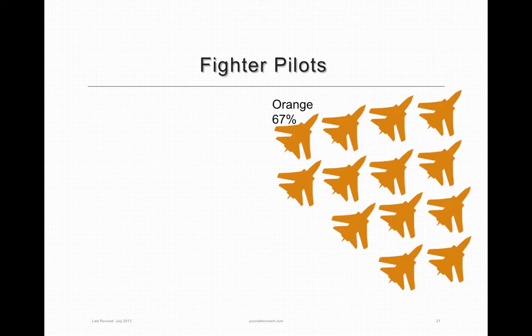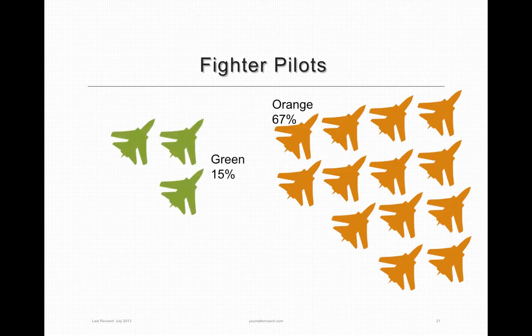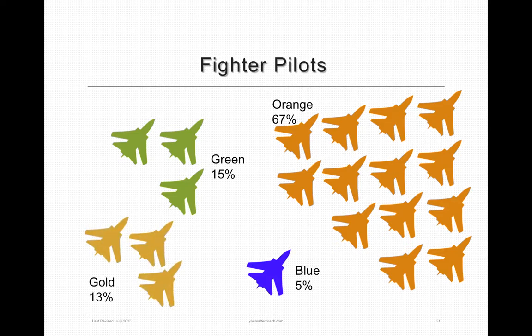It's orange. That's a pretty good guess, right? Orange, and it kind of makes sense because it's kind of an action-oriented job. Now, the next color is kind of surprising, I think, and it's green. And I don't think people think much about how smart fighter pilots actually have to be, but they have to be fairly well educated to do that job. And then next you have gold, and maybe not as many blue.